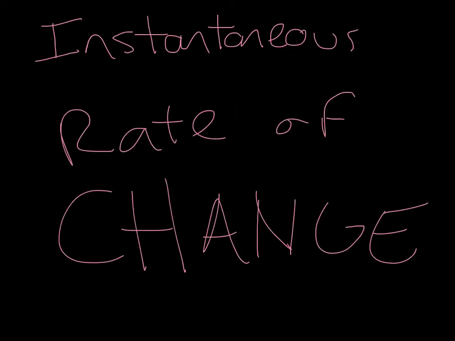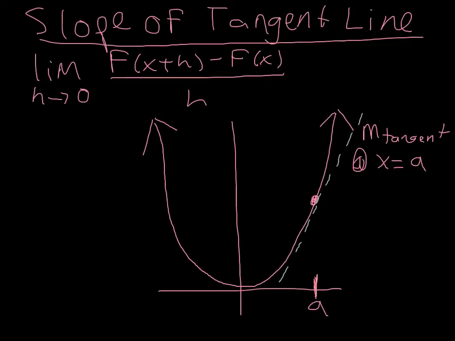Now on to the instantaneous rate of change, which is the slope of the tangent line at any given point. And it is defined by the limit as h approaches 0 of f of x plus h minus f of x, all divided by h. If we look at the graph below, the tangent line is the dotted blue line, and the slope of that tangent line will be the instantaneous rate of change at the value x equals a.